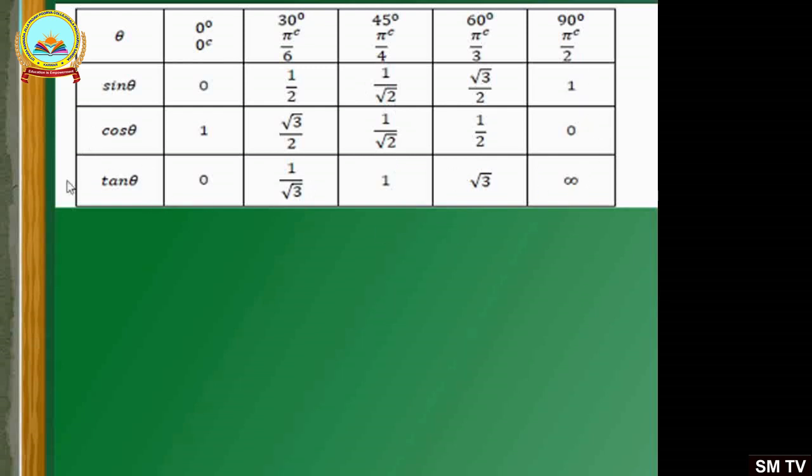In a similar way you can write: cot is the reciprocal of tan, secant is the reciprocal of cos, and cosec is the reciprocal of sine.